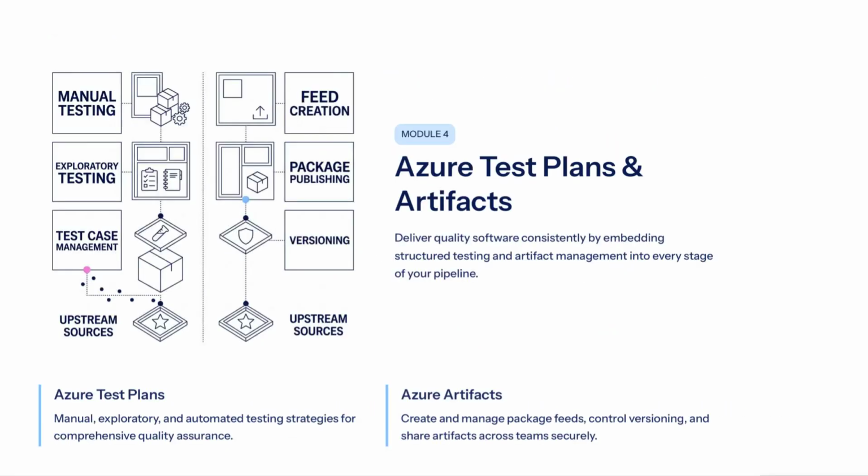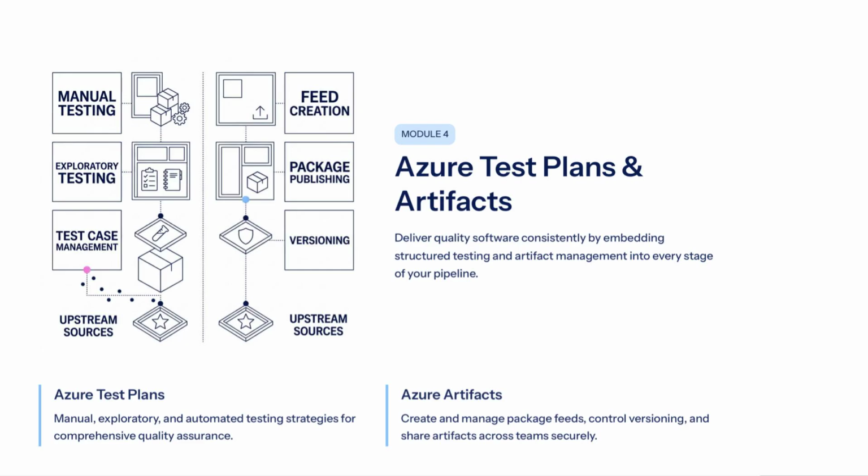Azure Test Plans and Artifacts are designed to help you deliver high-quality software consistently throughout your entire software development lifecycle. By embedding structured testing and artifact management into every stage of your pipeline, you can ensure that your software meets the highest standards of quality and reliability.